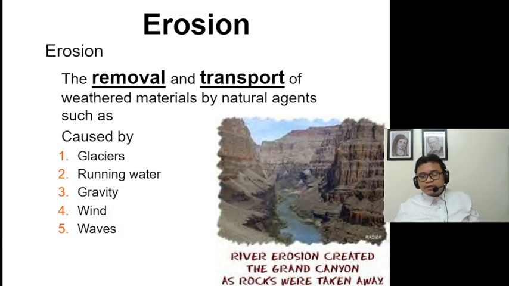Now let's go with erosion. So we discussed a while ago what erosion is. When you say erosion, take note of this: we have the keywords removal and transport.